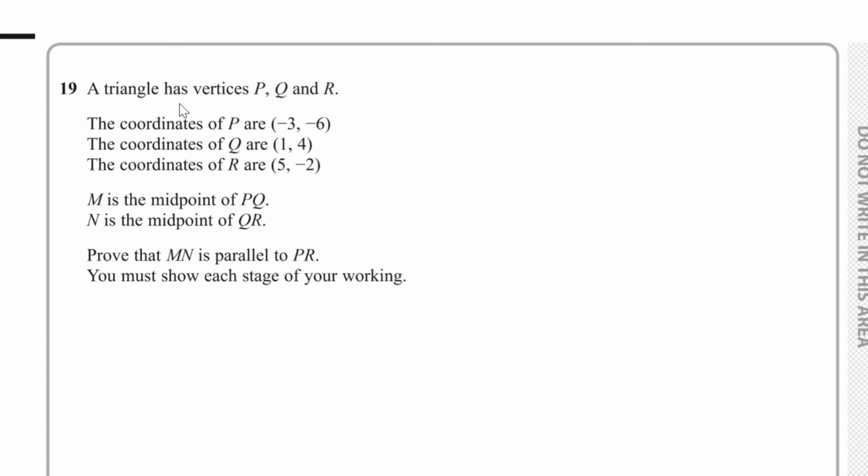Question number 19. A triangle has vertices P, Q and R. The coordinates of P are -3, -6. The coordinates of Q are 1, 4. And the coordinates of R are 5, -2. M is the midpoint of PQ. N is the midpoint of QR. We have to prove that MN is parallel to PR. You must show each stage of your working. Well, I think to begin with, it might be a good idea to draw everything on a diagram.